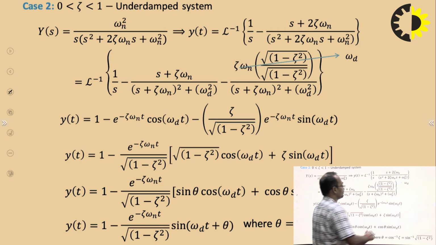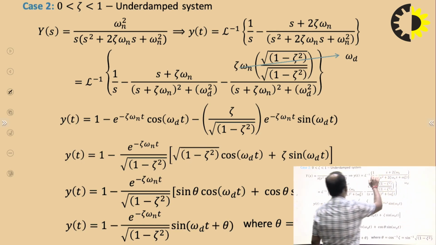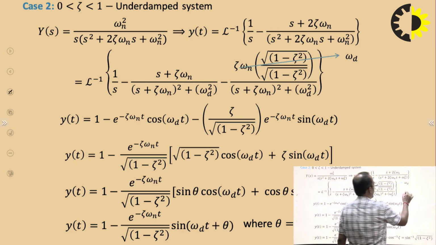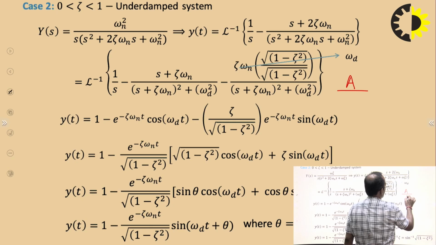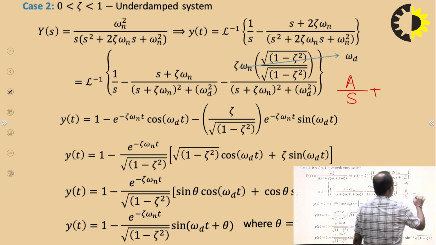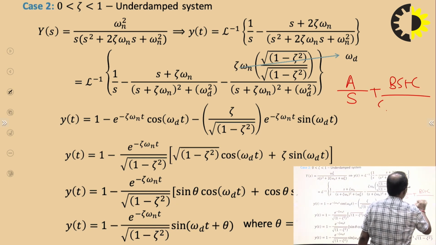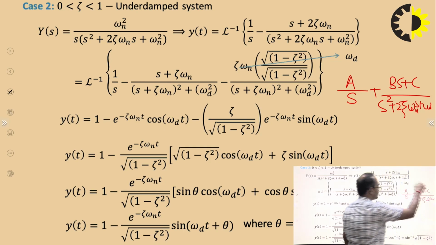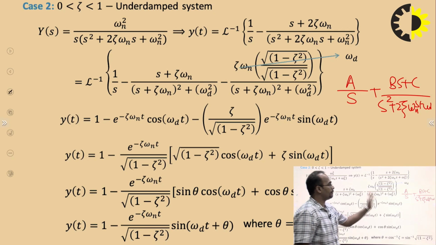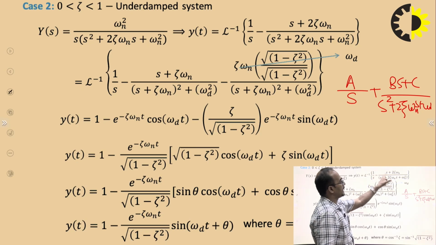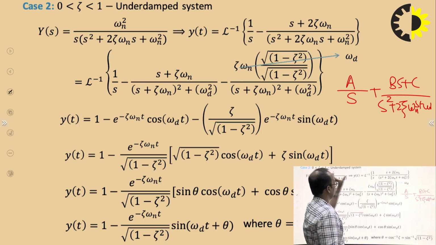By doing the partial fraction, I will get the value of... for such type of equations, you can use the partial fraction: A by s plus (Bs plus C) upon s square plus 2 zeta omega n s plus omega n square. So by using this partial fraction, we can find the values of A, B and C, and after putting them in, you will get 1 by s minus (s plus 2 zeta omega n) upon s square plus 2 zeta omega n s plus omega n square.